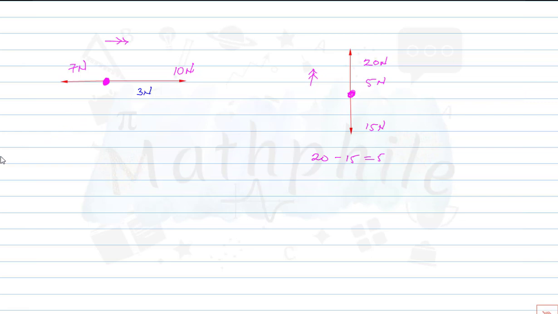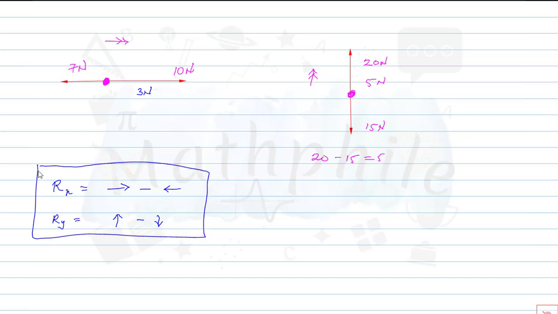So in summary, we're saying that resultant in x, which is written normally as R subscript x, is given by forces to the right minus forces to the left. And resultant in y is given by forces to the top minus the forces to the bottom. So we're really going to use this key information to answer a lot of problems.